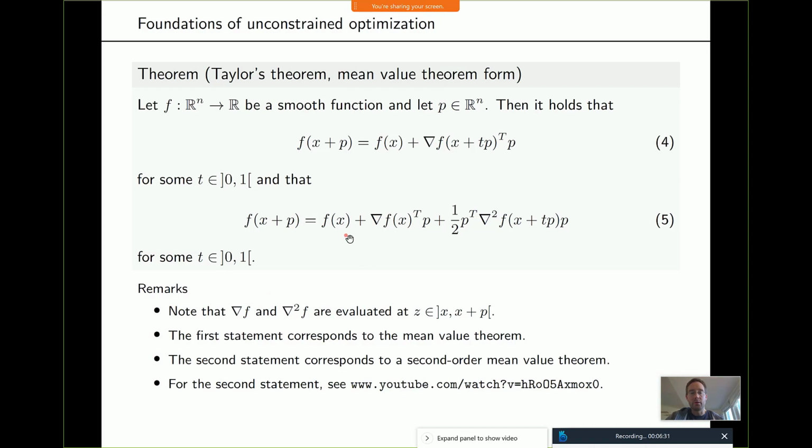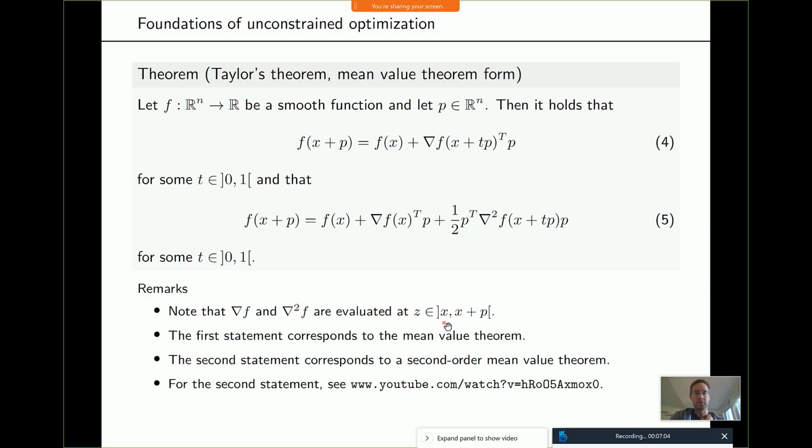We also saw the higher order form where you express f at x plus p as the sum of the value of f at x, then the product of the gradient and this step vector p, and the Hessian matrix multiplied with the square of p, the Hessian matrix again being evaluated at some location between x and x plus p.